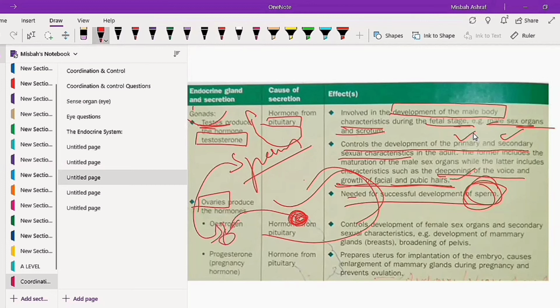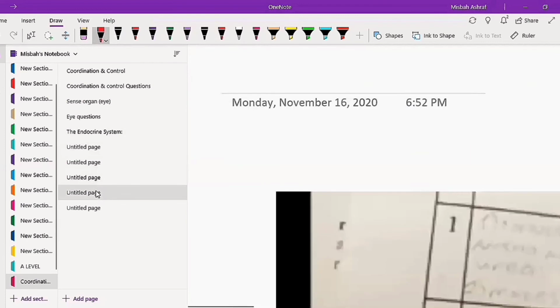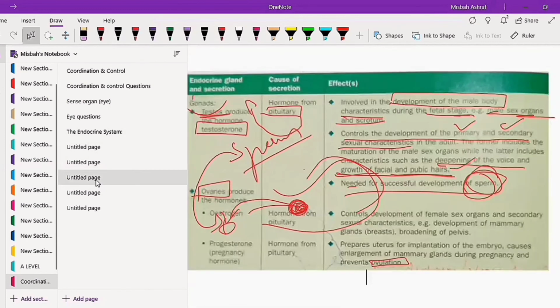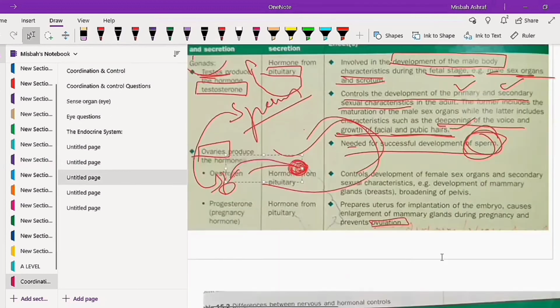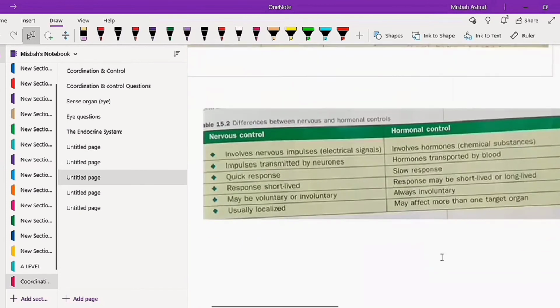Comes out of the ovary, right? So this release of egg from the ovary is known as ovulation. So it also prevents ovulation so that further fertilization should not occur and the baby's growth should continue in the normal way. Clear? Okay. The other one is, we have almost done.